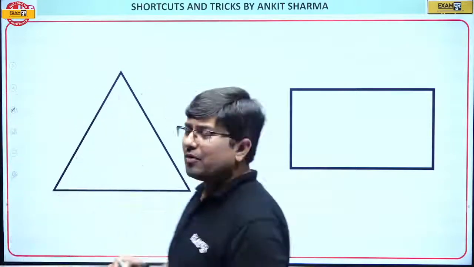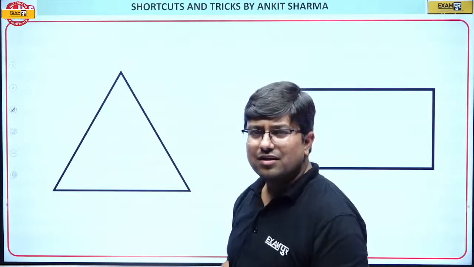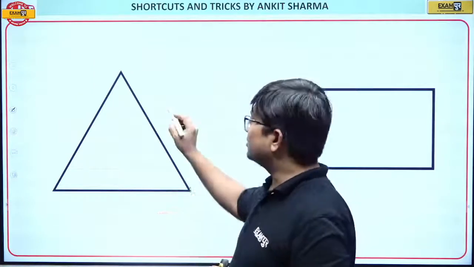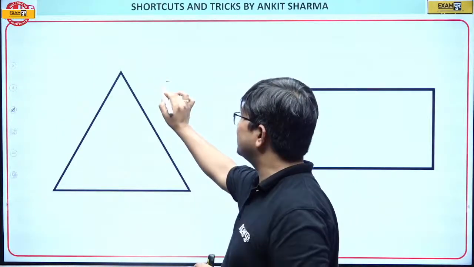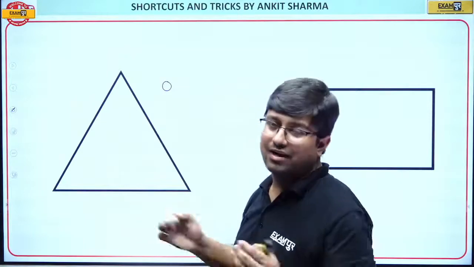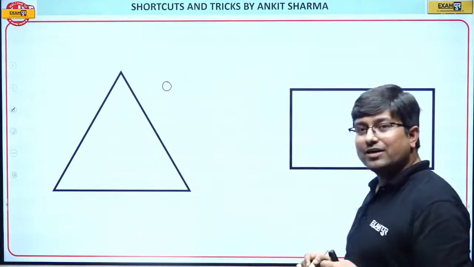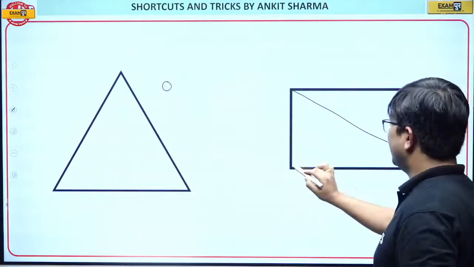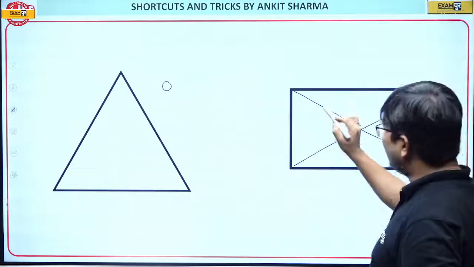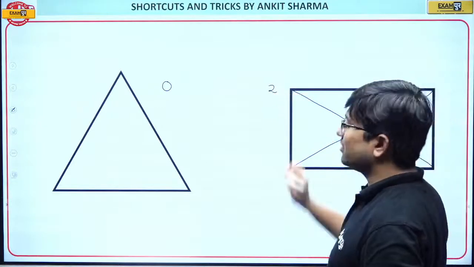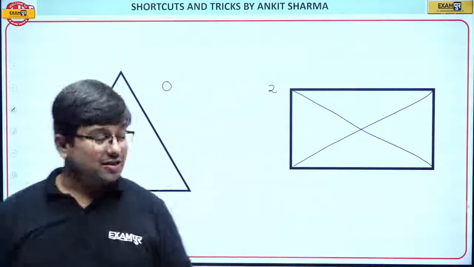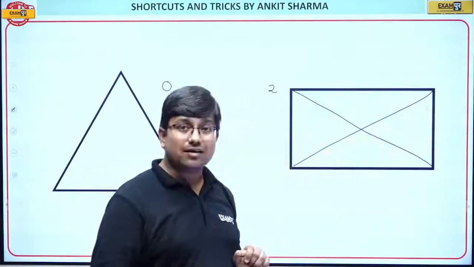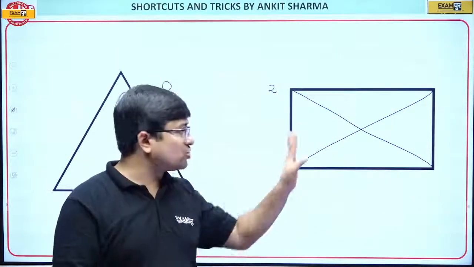Now if I talk about the number of diagonals in a triangle, you are well aware that in a triangle there is no concept of diagonal. So the number of diagonals in a triangle is 0, that is nil. If we talk about the number of diagonals in a rectangle, it's 1 and 2. So the number of diagonals in a rectangle is 2. This was a four-sided figure, a rectangle. Even in a square, it's 2 only.